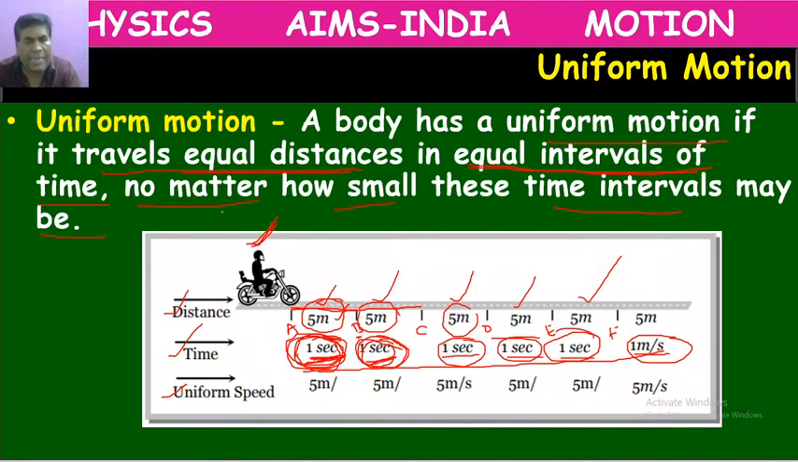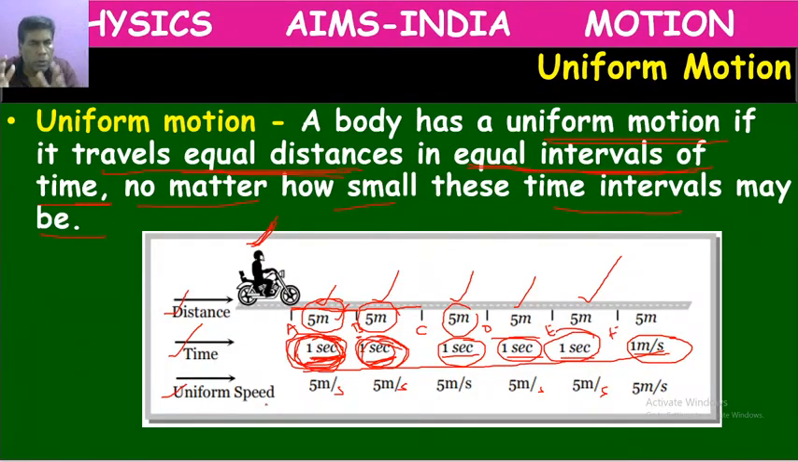We can take any kind of time interval, but the condition is, in equal intervals of time, it has to cover equal distance. Then we can say that it is in uniform motion. Okay, next. Here uniform speed. Speed means distance by time. Sorry, here is a print mistake. 5 meter per second, 5 meter per second, 5 meter per second. This is the speed here. About speed we are going to learn in the next slide.